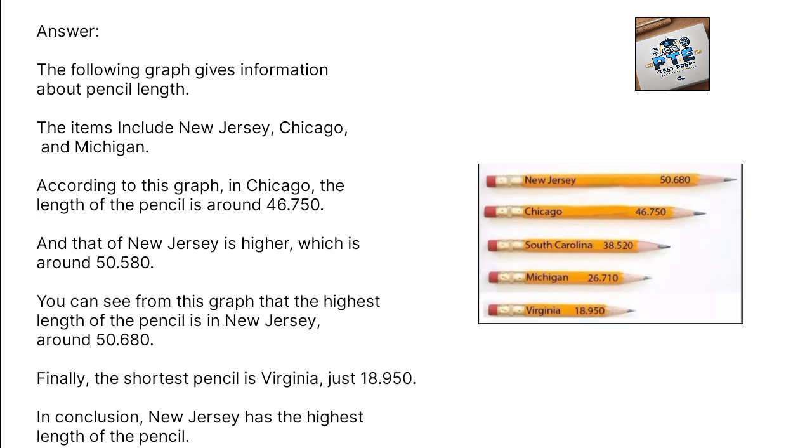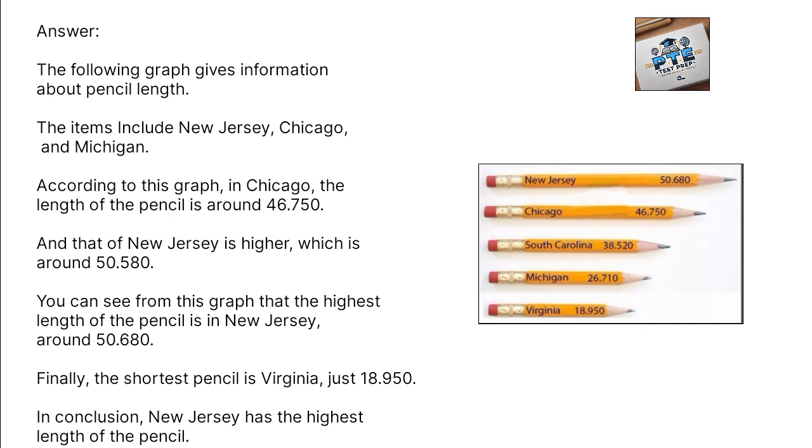The following graph gives information about pencil length. The items include New Jersey, Chicago, and Michigan. According to this graph, in Chicago, the length of the pencil is around 46.750, and that of New Jersey is higher, which is around 50.580.